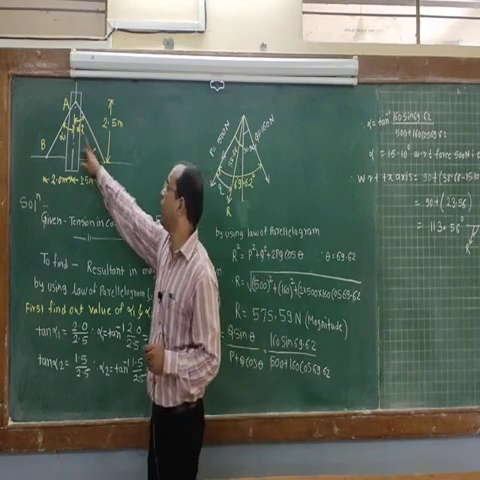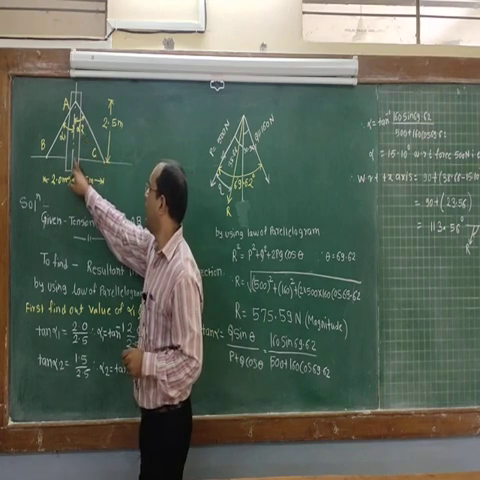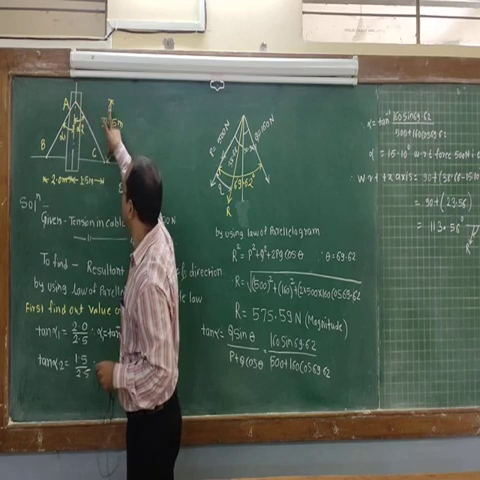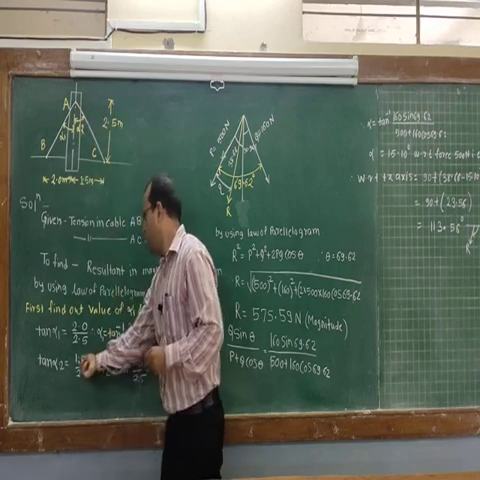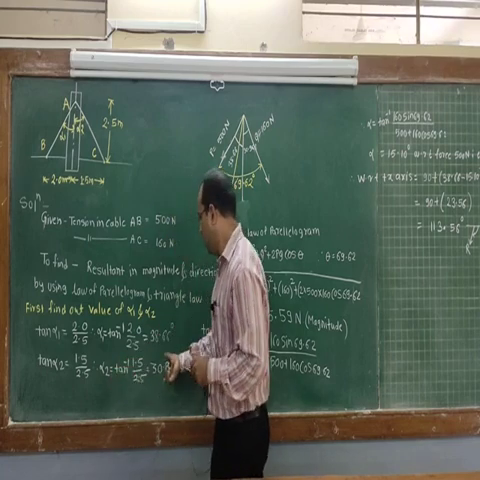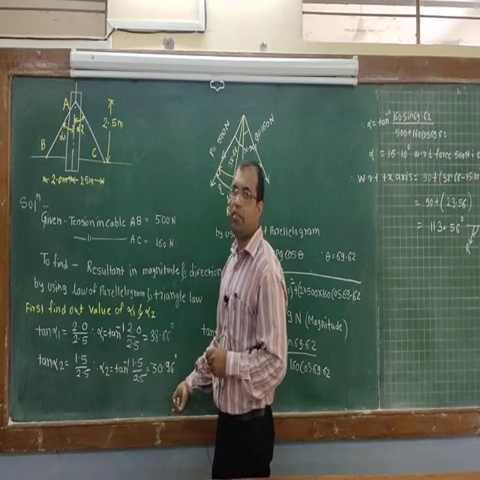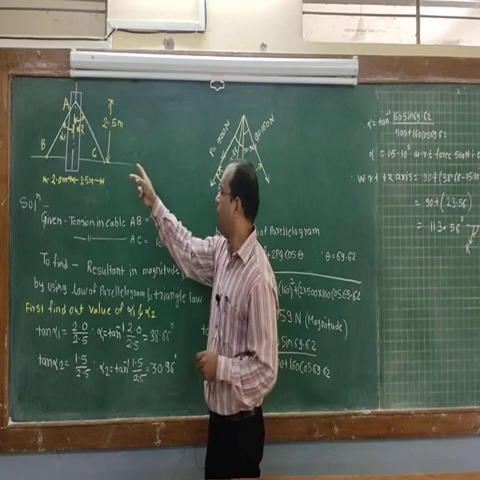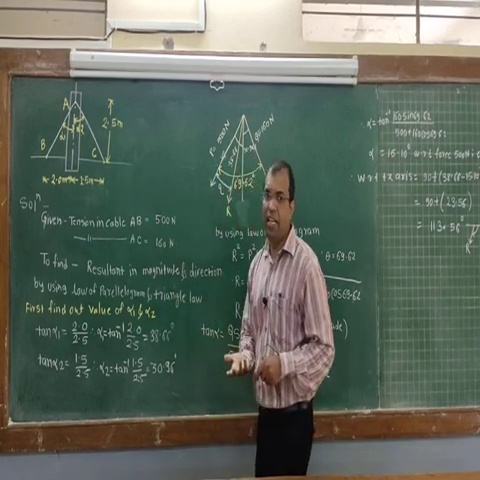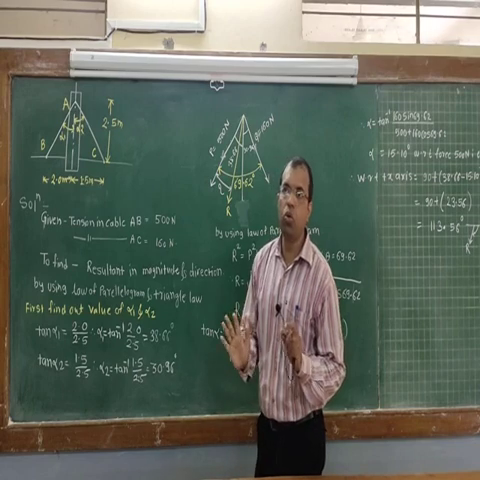Now, in order to find alpha 2, the opposite side is 1.5 and the adjacent side is 2.5. So from 1.5 divided by 2.5, you will get the value of alpha 2, that is 30.96 degrees. So alpha 1 and alpha 2 are now known to us. But where the location of the resultant is, that we don't know.